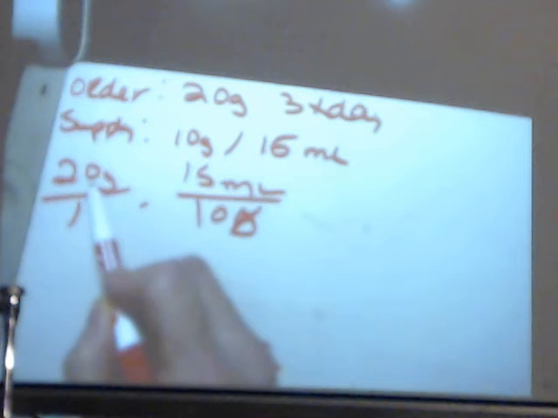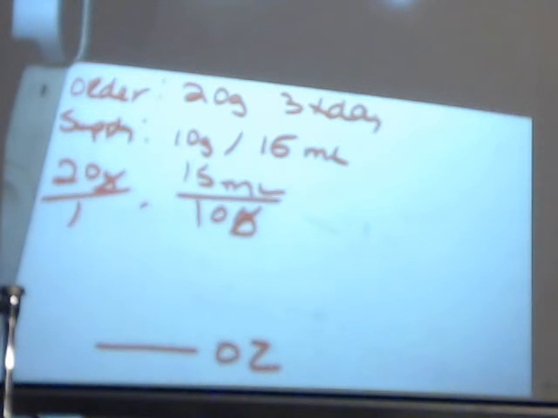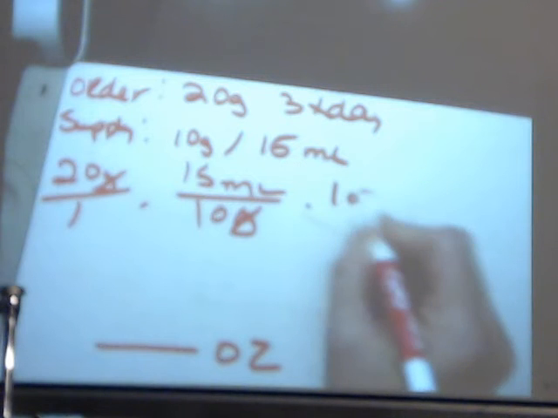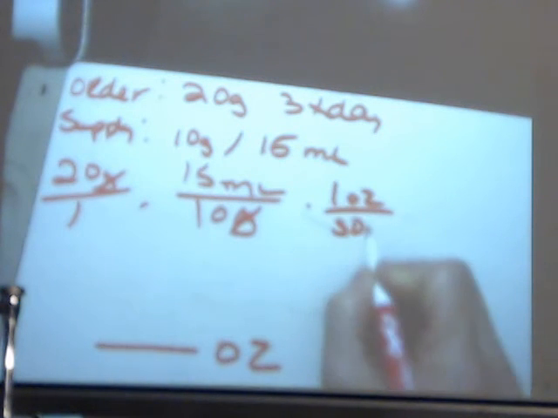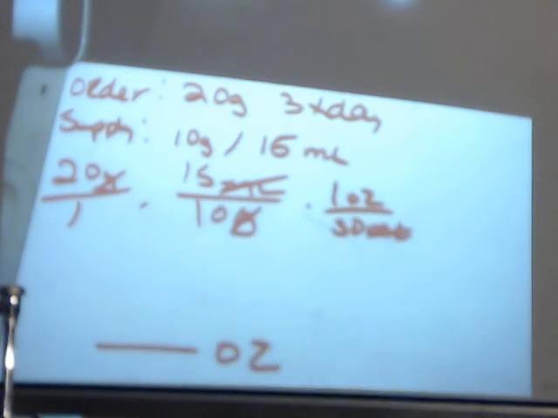So we can get rid of our grams. But it asks for ounces, not milliliters. So now we need to know that 1 ounce equals 30 milliliters, right? 1 ounce equals 30 milliliters. So now all we have left is the right unit of measure, ounce. That's all we have left.